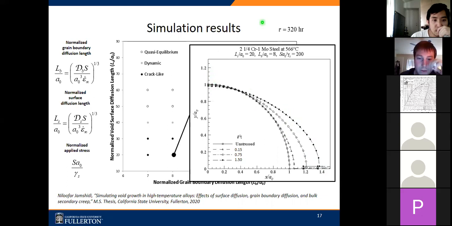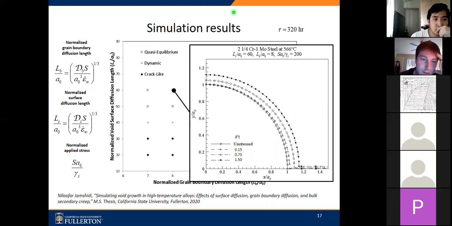If you increase this surface diffusion length, you can see an example of quasi-equilibrium void growth. So again, this is the initial void. And as time goes on, it starts to grow and it's growing proportionally in both the x and the y directions. So that's an example of quasi-equilibrium void growth.